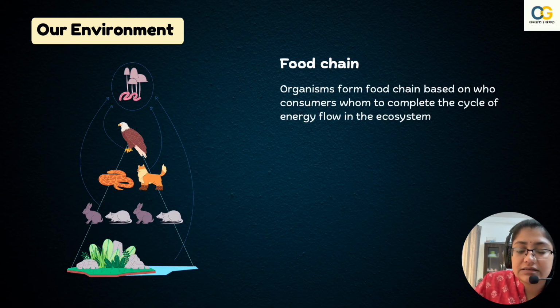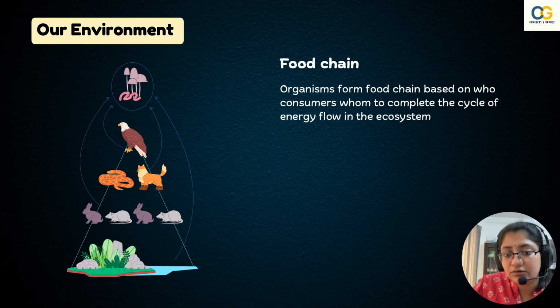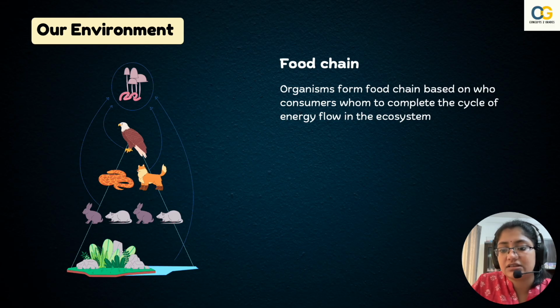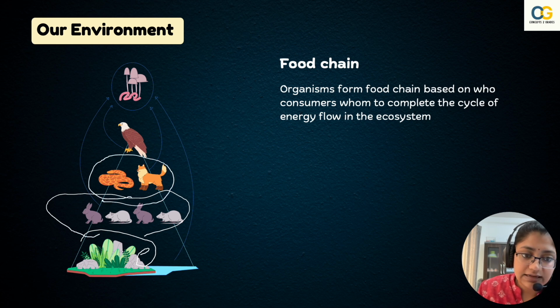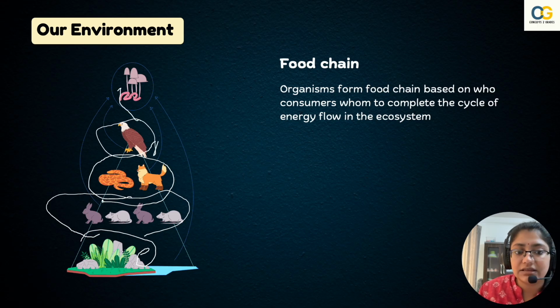A food chain is organisms forming a chain on the basis of who consumes whom, and it completes the cycle of energy flow in the ecosystem. Like the grass is consumed by the rabbit and the mouse, and the fox or the snake eats these, then the eagle eats this, and then again it is decomposed by the decomposers.